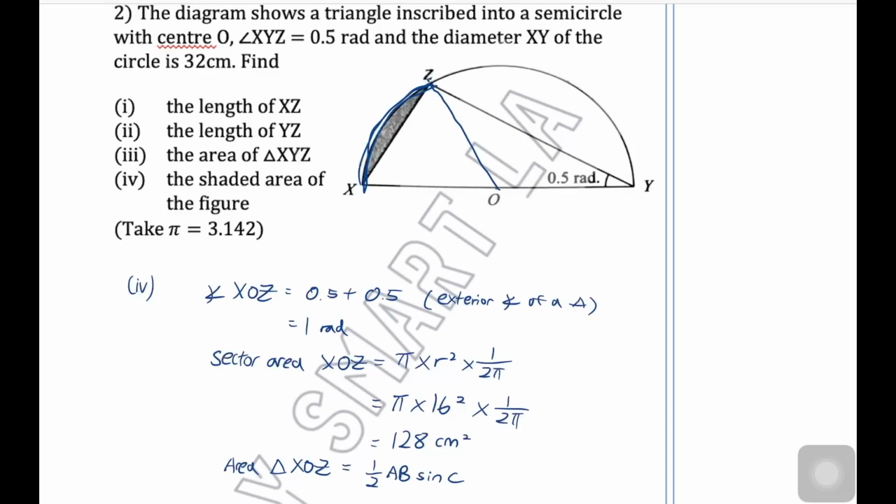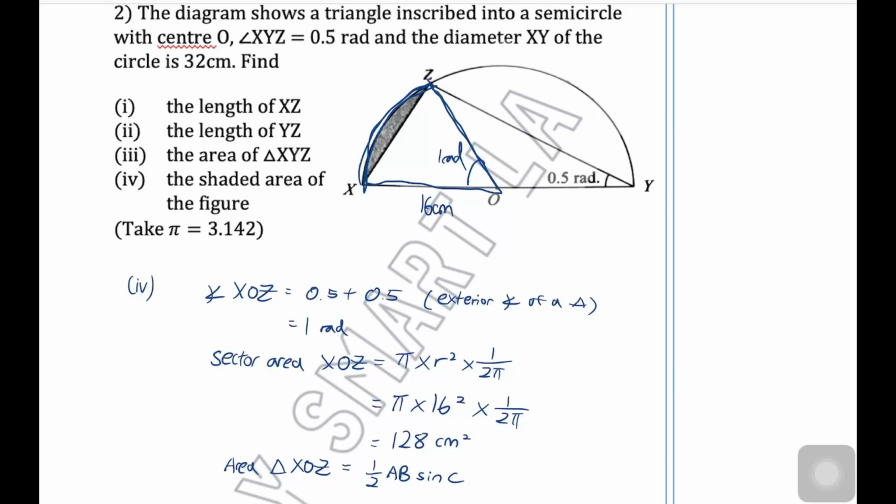Actually, if you can understand part 4, where I showed you this sector over here, you can use this sector to find your arc length. All right, so all you have to realize is that, to find my arc length xz, this is the sector I'm looking at, and then this is the angle here, this 1 radian. And then do your 2 pi r, radius is this 16 cm.